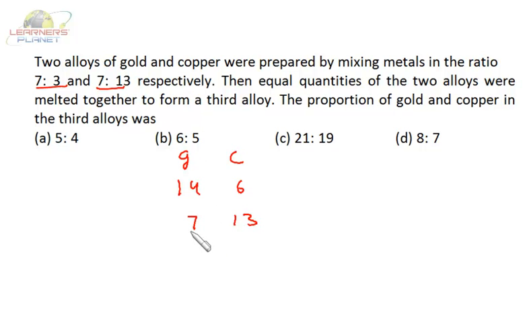Now we are mixing both of them. So we'll be getting 21 as gold and 19 as copper. Okay, so the proportion of gold and copper in the third alloy is 21:19.